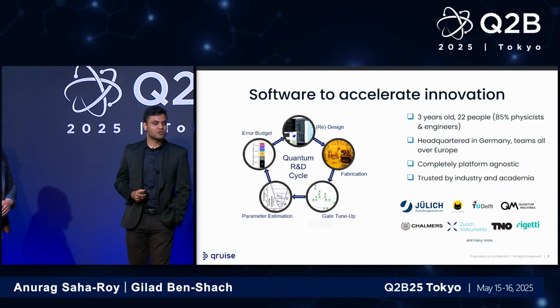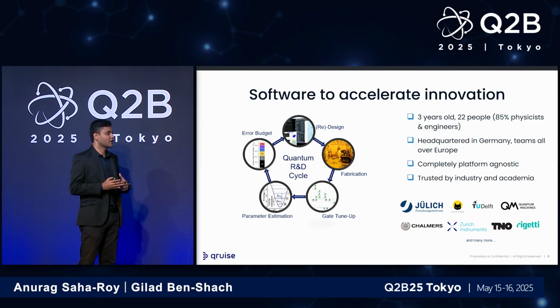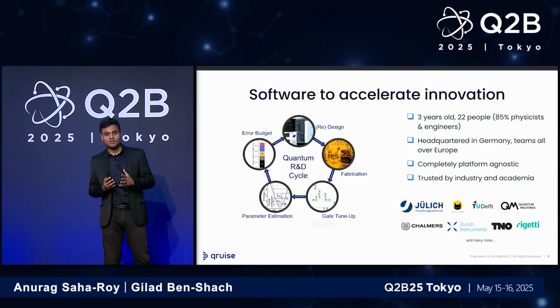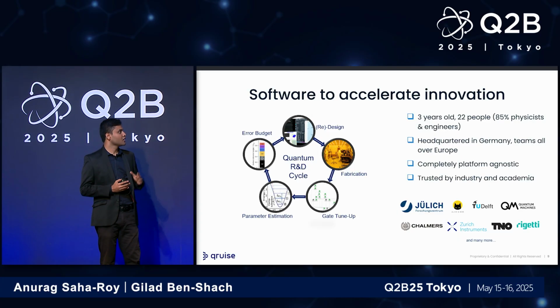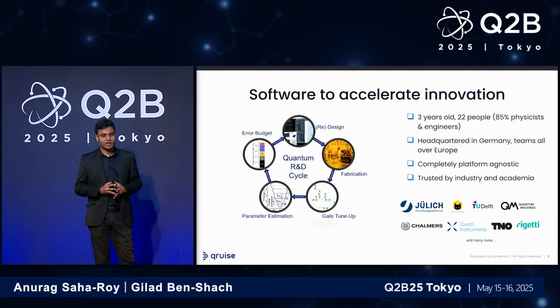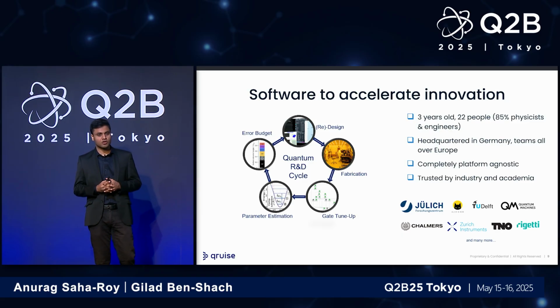Yeah. So we heard what really good control hardware looks like. So I'll tell you a bit more about what the software side of the story looks like when you're trying to get really good gates for your system. So we are Qruise. We are a software company headquartered in Germany with a team spread all over Europe. We are relatively new and small. It's roughly 3 years old, 22 people.